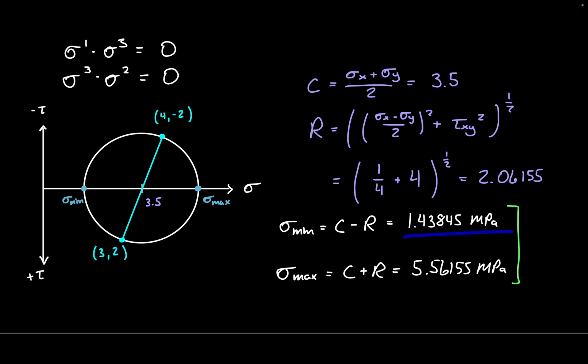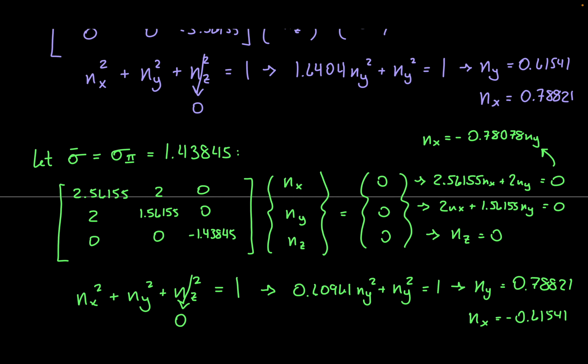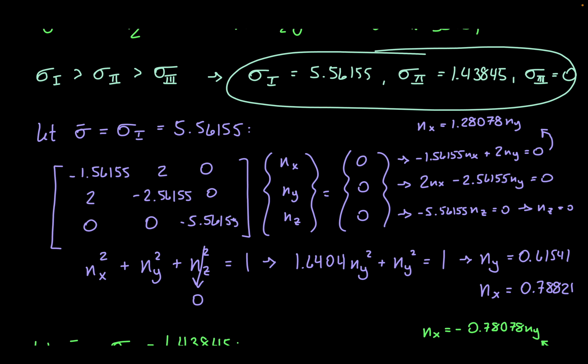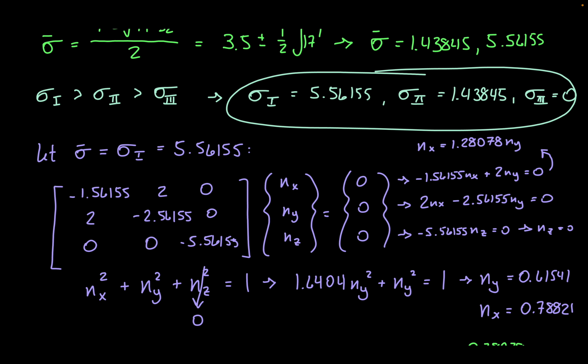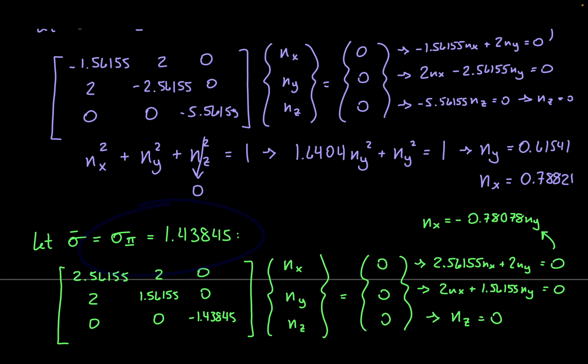Now you might be thinking, wait a second, these are familiar. And if you're thinking that, then that is right, because if we scroll back up here, we can see that 1.43845 was our sigma 2 eigenvalue, or principal stress, and 5.56155 was our first principal stress. So this is the maximum principal stress, or the maximum normal stress that we have, and this is the minimum normal stress that we have.